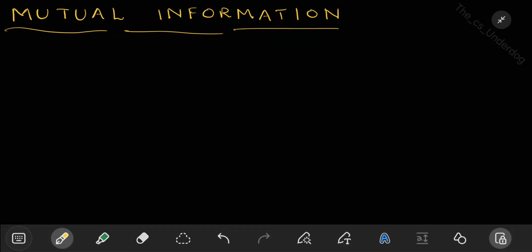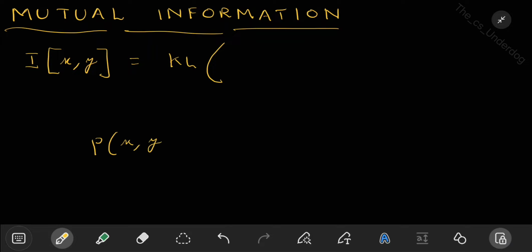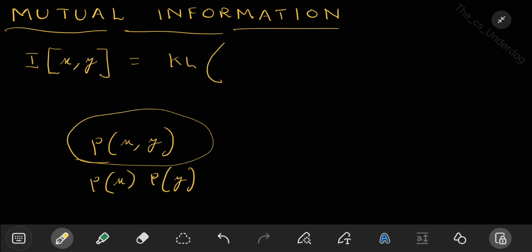We denote mutual information by I, so I of x, y. This is mutual information. This can be found as the KL divergence between two distributions. At one end, you have P of xy. On the other end, you have P of x into P of y. You know that in case x and y are independent, P of xy should be the same as P of x into P of y. These are two different probability distributions. How can you compare two probability distributions? It is using KL divergence.